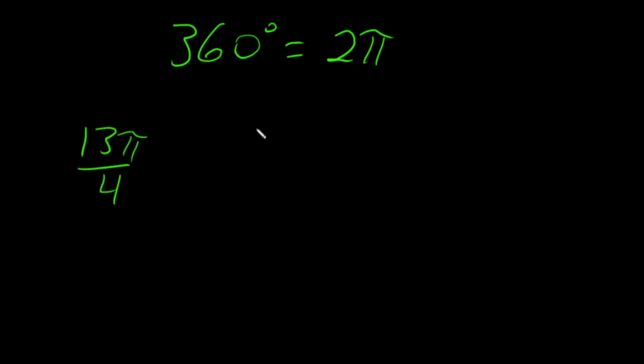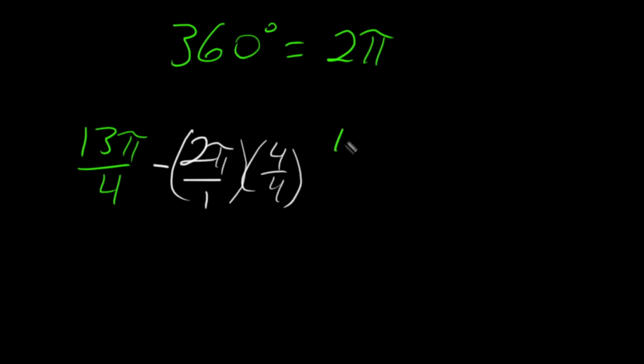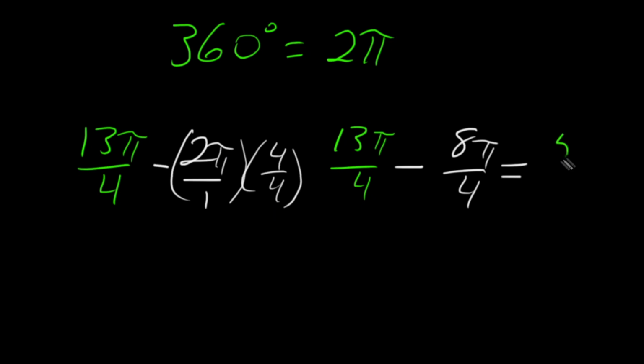We'll still need to add or subtract 2 pi, but if you realize that 13 pi over 4 is more than 2 pi, then that means, like we saw with the degrees, we can get a positive coterminal radian by just subtracting 2 pi. Of course, this is 2 pi over 1, and we need to multiply it by 4 over 4, so we have common denominators. This means we'll have 13 pi over 4 minus 8 pi over 4, which again is equivalent to 2 pi, and that gives us 5 pi over 4.